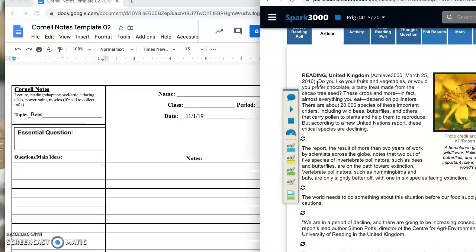So it says, do you like your fruits and vegetables, or would you prefer chocolate, a tasty treat made from the cocoa tree seed? These crops and more, in fact, almost everything you eat, depend on pollinators. There are about 20,000 species of these important critters, including wild bees, butterflies, and others that carry pollen to plants and help them to reproduce.